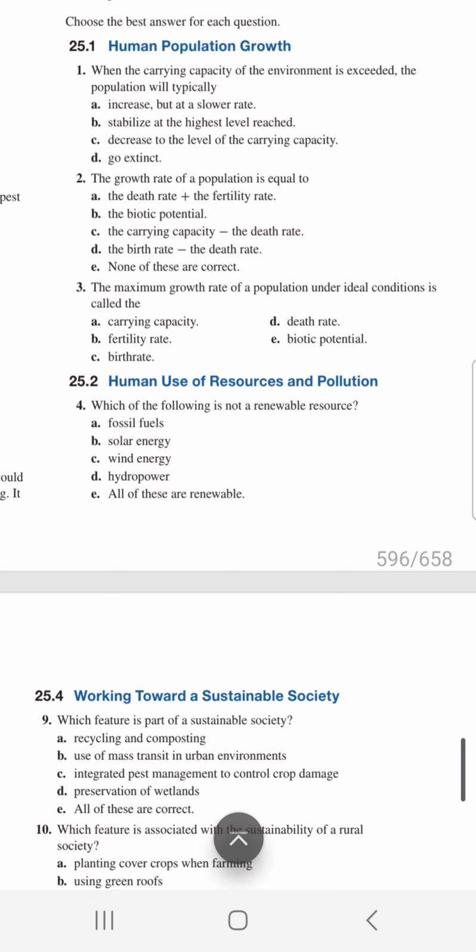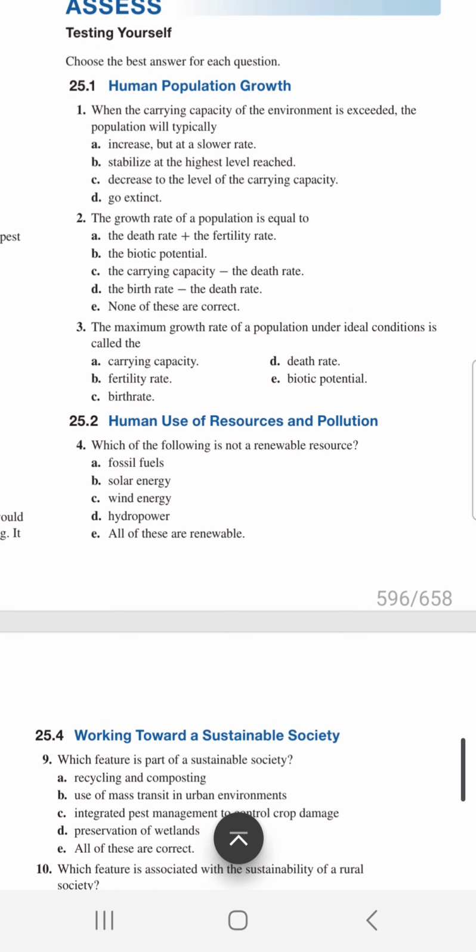Question number 1. When the carrying capacity of the environment is exceeded, the population will typically automatically decrease to the level of the carrying capacity. Question number 2, the growth rate of a population is equal to, obviously, birth rate minus death rate.